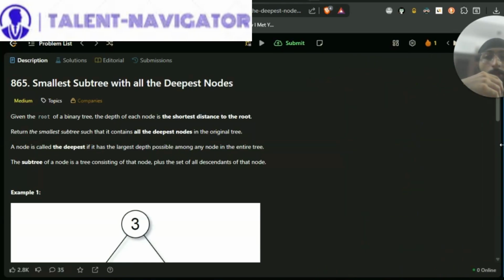So our next problem is LeetCode 865, which is smallest subtree with all the deepest nodes. Given the root of a binary tree, the depth of each node is the shortest distance to the root. We need to return the smallest subtree such that it contains all the deepest nodes in the original tree. A node is called the deepest if it has the largest depth possible among any node in the entire tree.